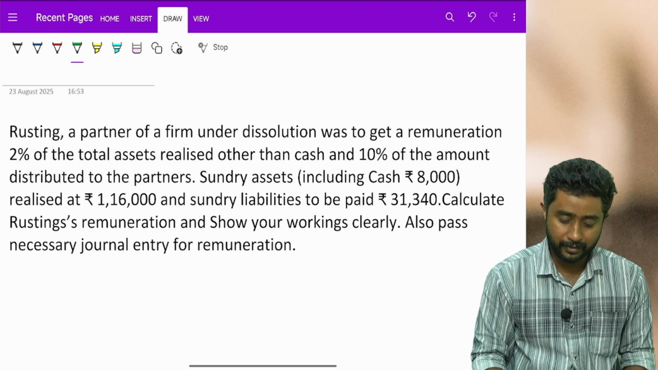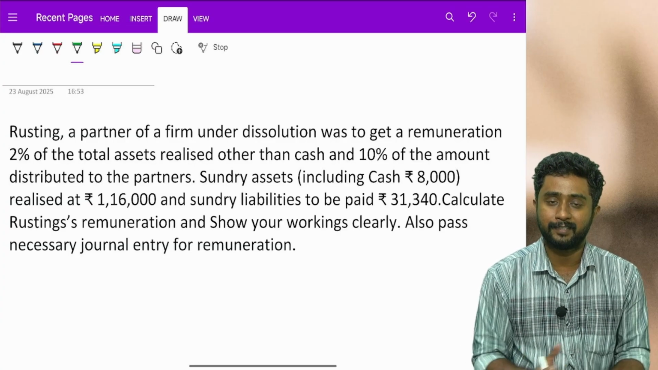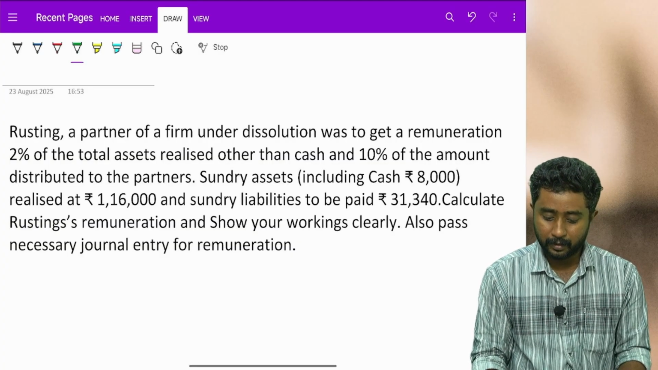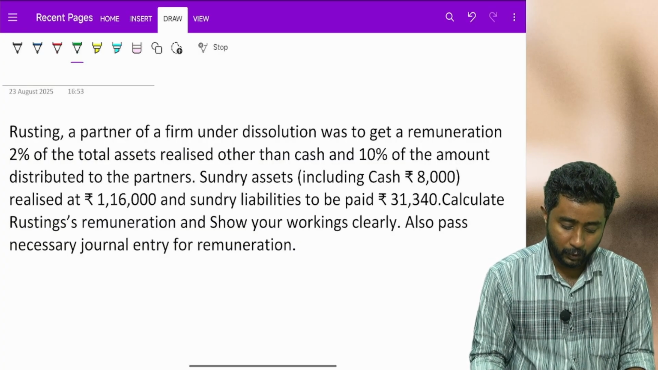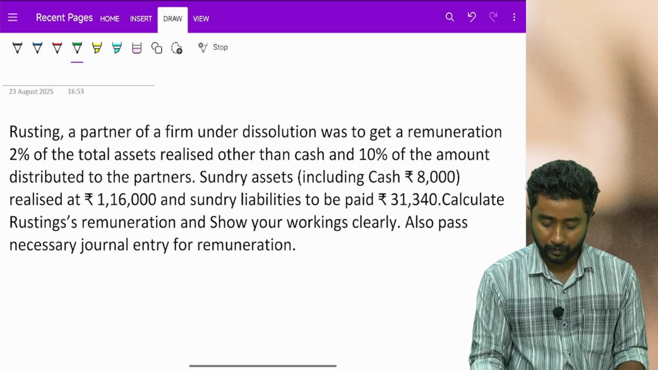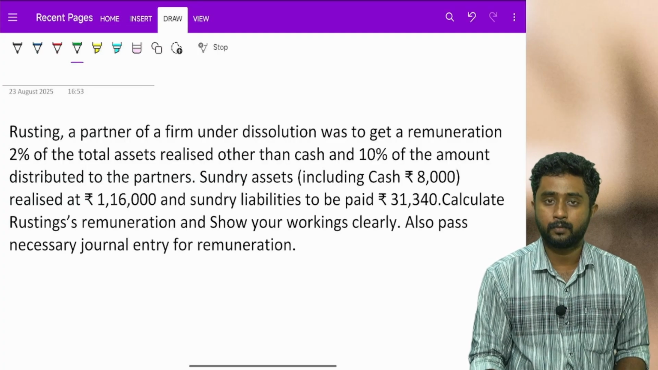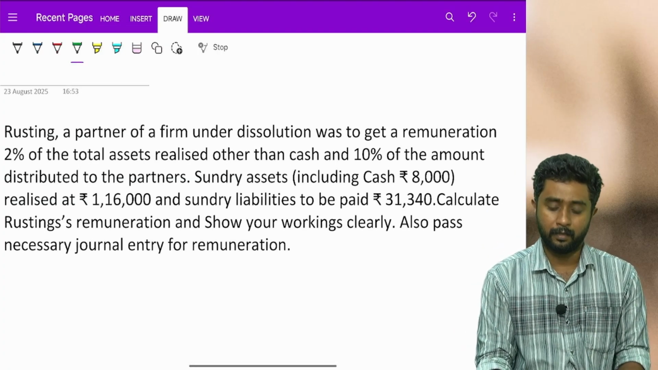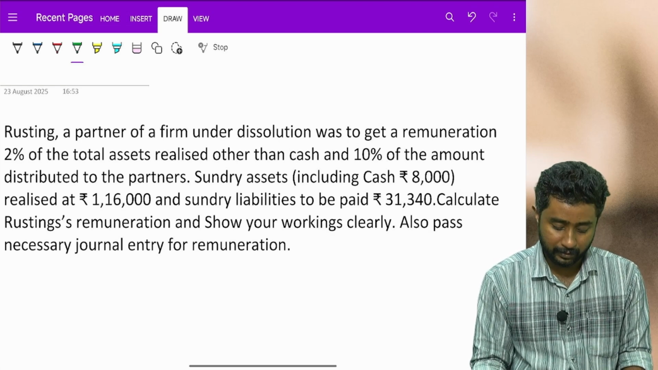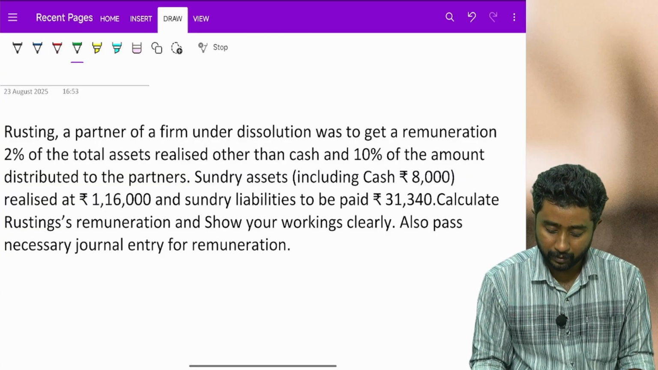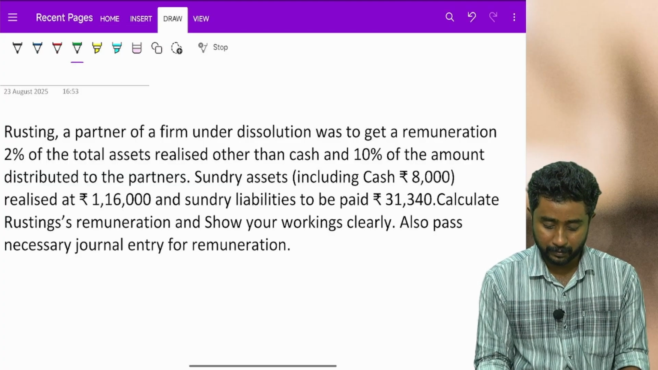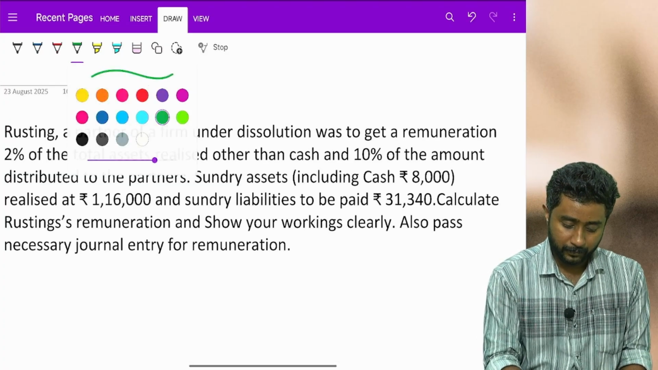Here, as you can see, Resting is just a partner's name, it has nothing to do with the science that you studied. Resting, a partner of the firm under dissolution, was to get a remuneration of 2% of the total assets realized other than cash, and 10% of the amount distributed to the partners. Assets, that means sundry assets. What do you mean by sundry assets? It's just total assets, including cash, rupees 8,000, realized at rupees 1,16,000, and sundry liabilities to be paid 31,340.